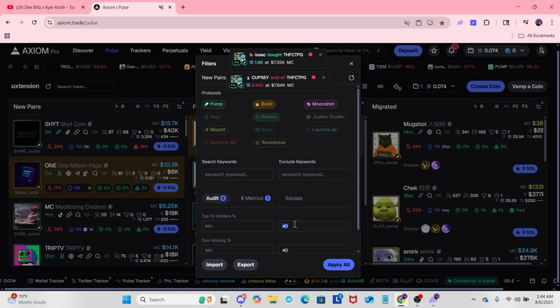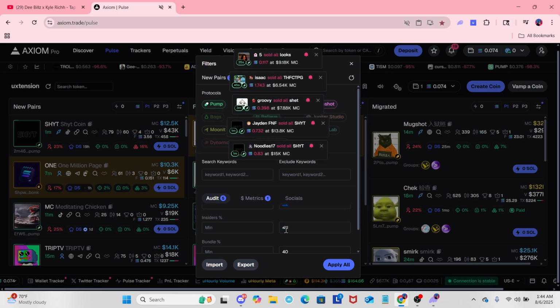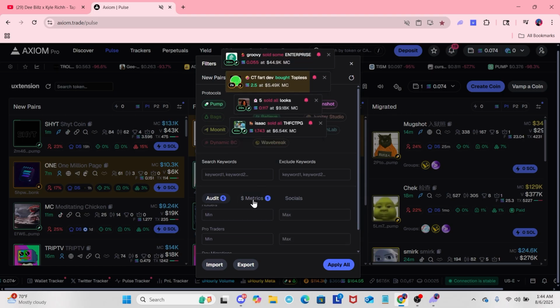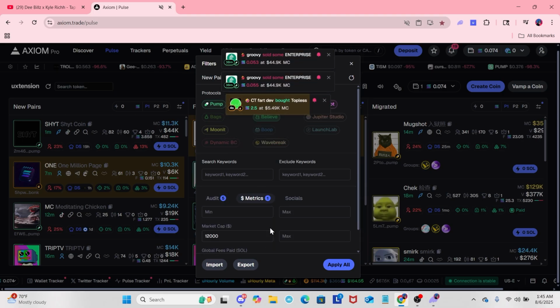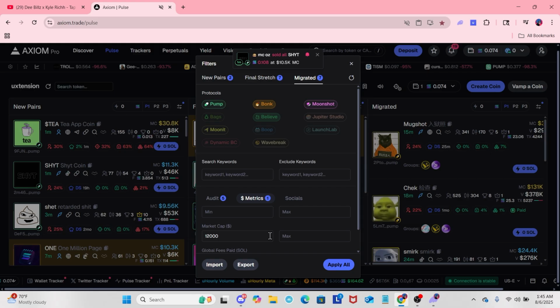Holders 40%. I already went through it. Developer holding 40%. Sniper holding 40%. Insider 40%. Bundle 40%. As for market cap, 12,000, because I just put it a little higher. I had it at 10,000 before, but I want to change it up because recently the market has been picking up in volume.